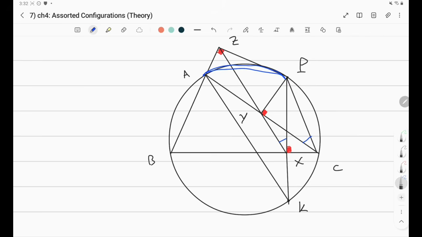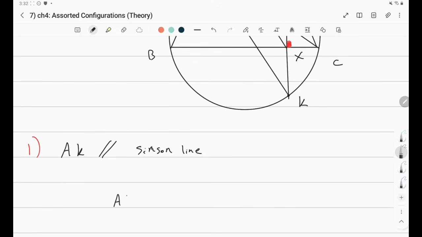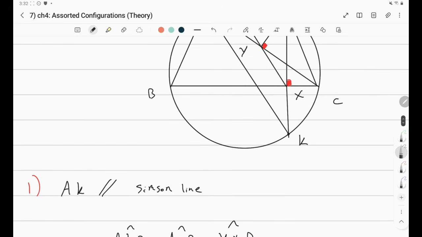So let me just remove those and write a sketch of the proof. So again, the idea was very simple. We just show that angle AKP is equal to angle ACP, which is equal to angle YXP. And yeah, that's it. Okay, nice.